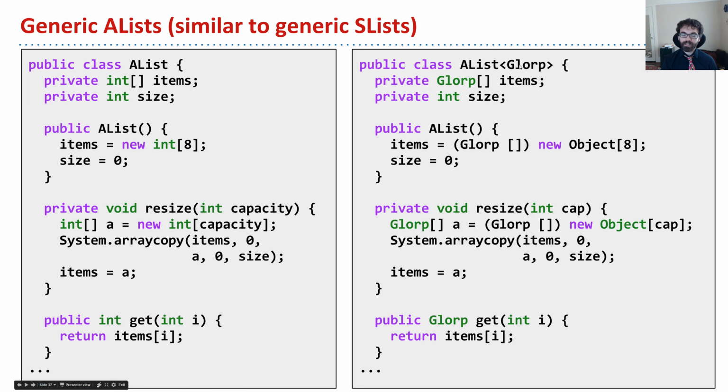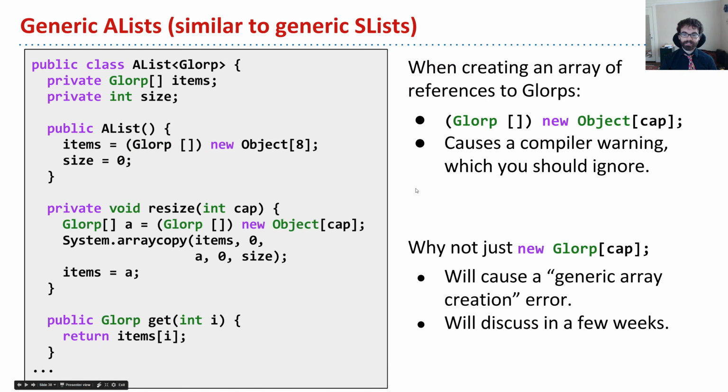I used glorp on the slides, I used items before, and the only really interesting thing is this. There's one more interesting detail, which is that, well, actually maybe I should summarize real quick. So in a sense, our issue is that when we create an array of references to glorps or items or whatever, instead of saying new glorp, we say glorp braces new object, however many items. This will, by the way, if you use the command line compilation, give you a compiler warning, and if that happens, you just gotta ignore it.